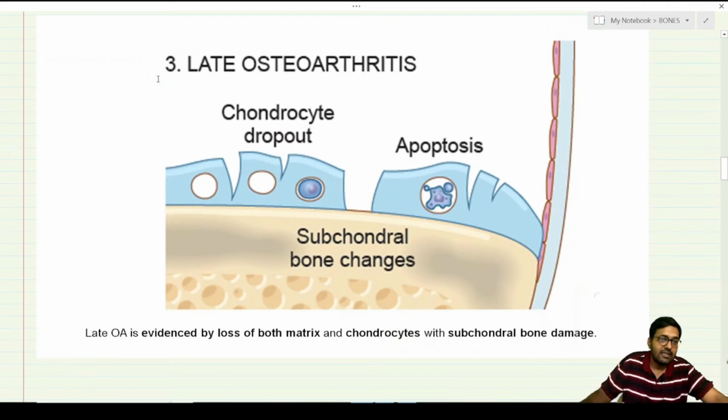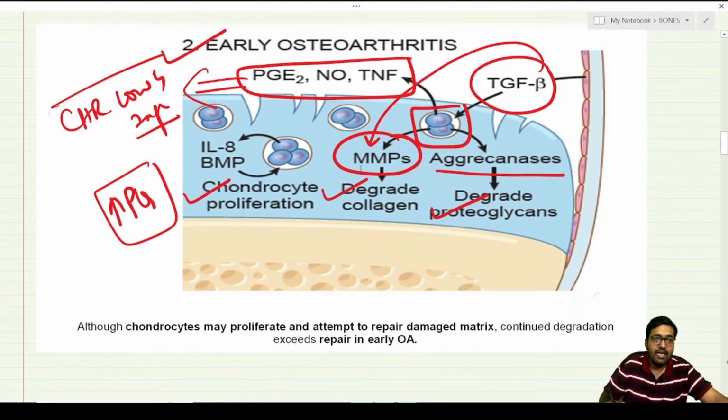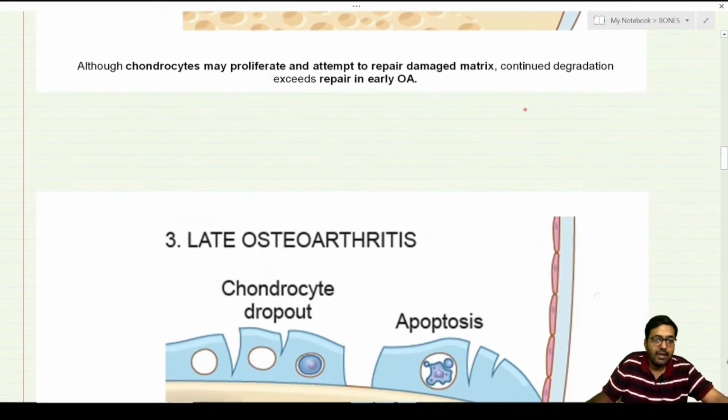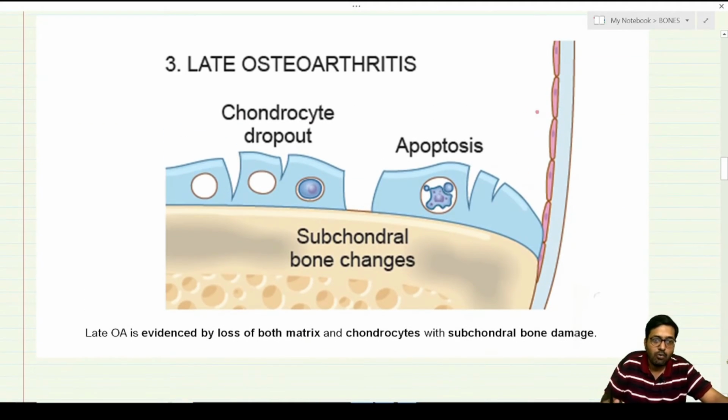Now, in the later stages of osteoarthritis, what is happening? Let us compare from this part. In this stage, because of the early osteoarthritis, fissuring has already started. That means the loss of articular cartilage is already there. And in the late stages, the amount of cartilage that remains is very little. And what is happening over here?